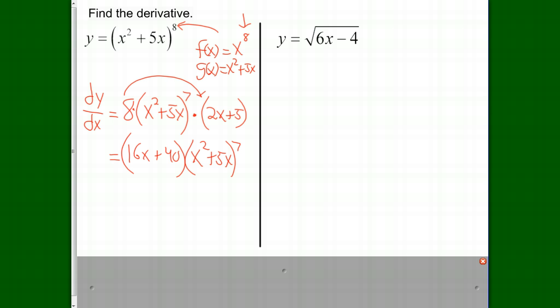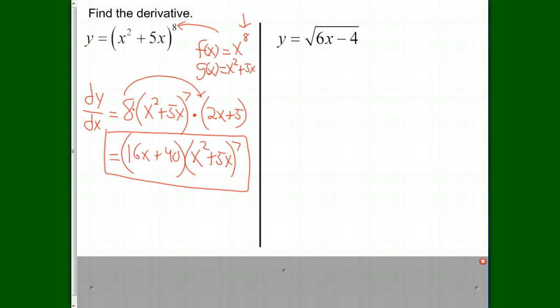And that's all we need to do. There's nothing else we can do. We would have to take care of that exponent of 7 before we could do any kind of foiling, and I don't want to do anything to the 7th power. So that's it. That's our derivative of function y.